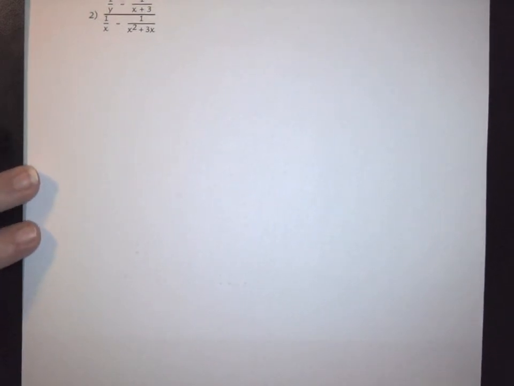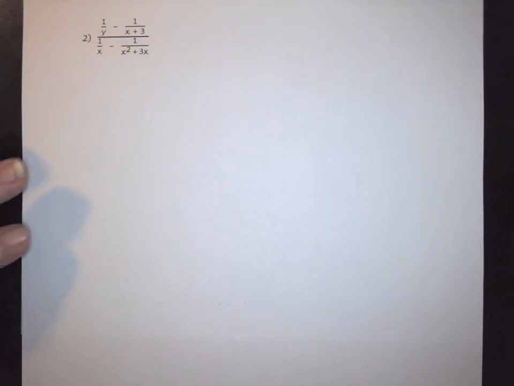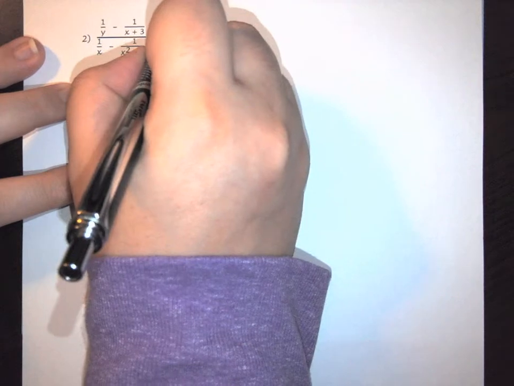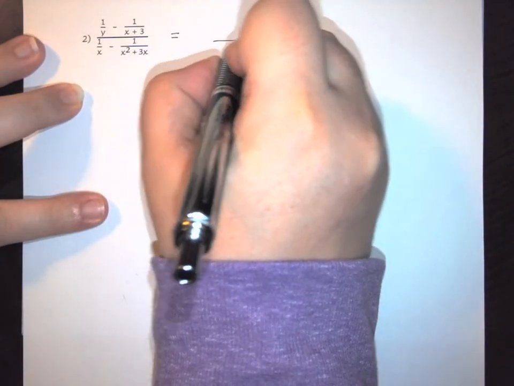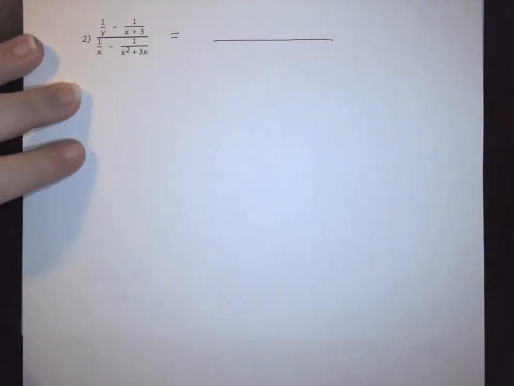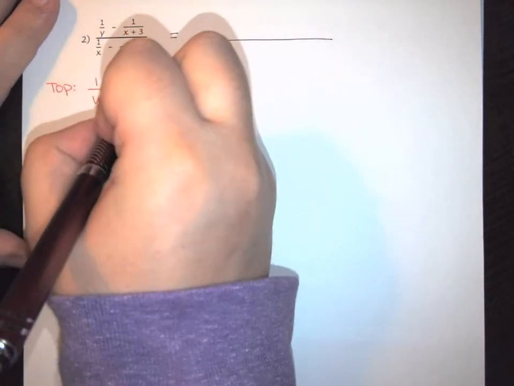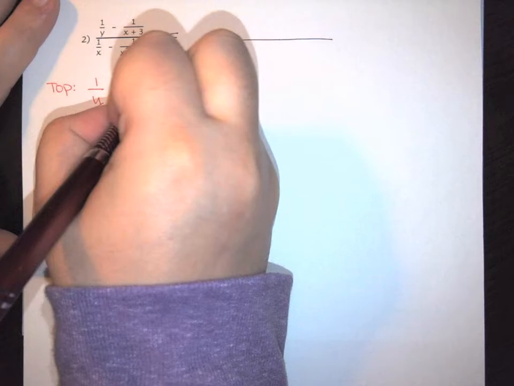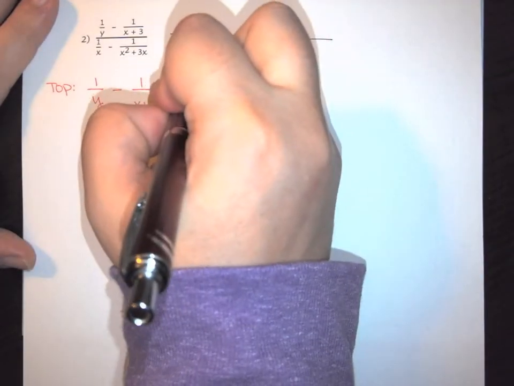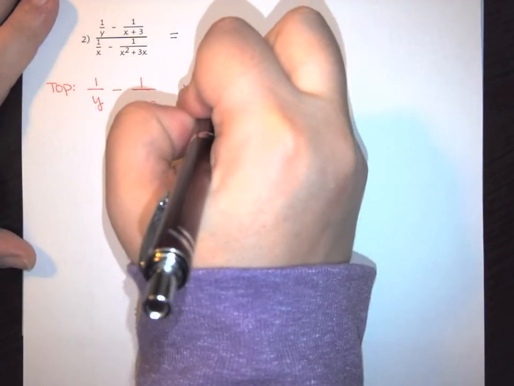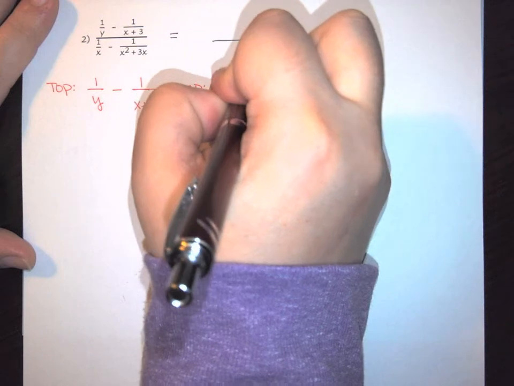Now let's take a look at one additional example just to make sure that we have a firm understanding of what we're doing. So again, we're going to make a new rational. We're going to look at the top and the bottom as separate problems. So here, if we look at our top, we are looking at 1 over y minus 1 over (x plus 3). So here, my least common denominator is going to be y times (x plus 3).